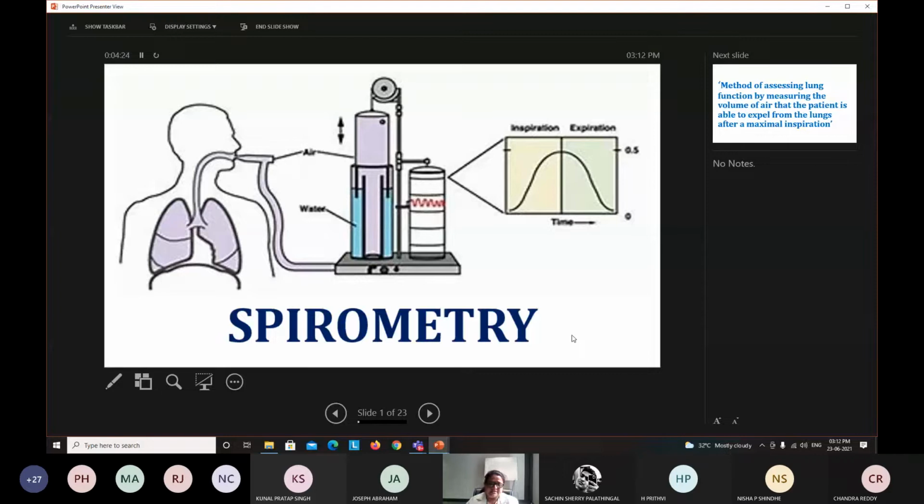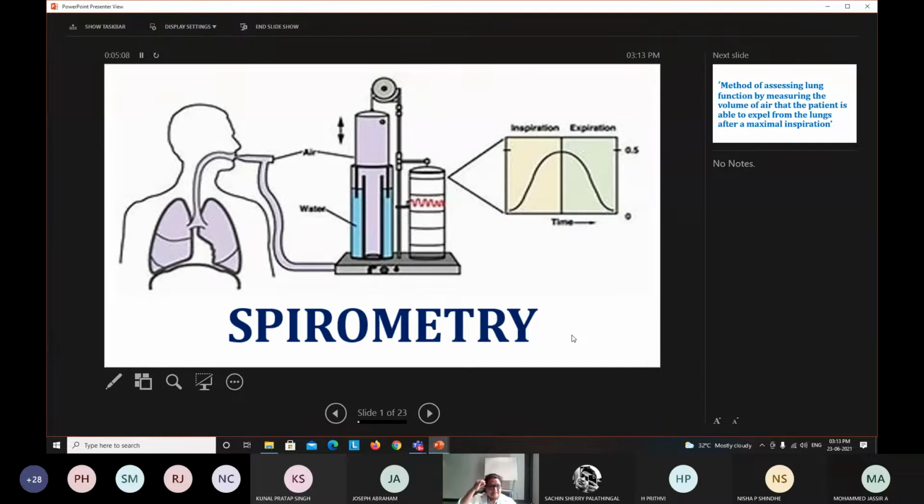So spirometry, as the term explains: spire refers to breath, to breathe, and metry or meter is the measurement. So what are we going to measure here? We are going to measure the amount of air inhaled and exhaled, in different phases, whether during normal inspiration, normal expiration, or deep inspiration and deep expiration. In different phases we measure the volume of air. That is what is called spirometry.